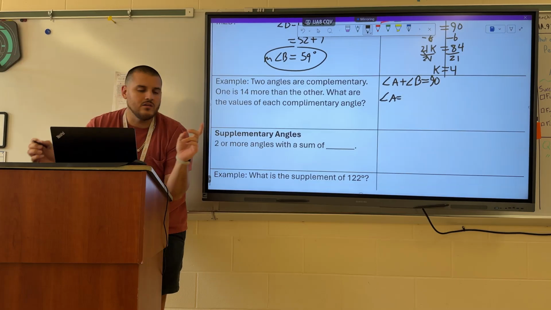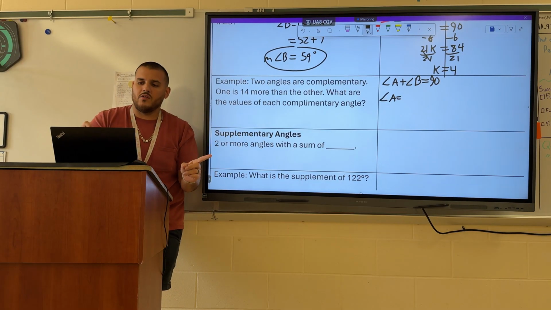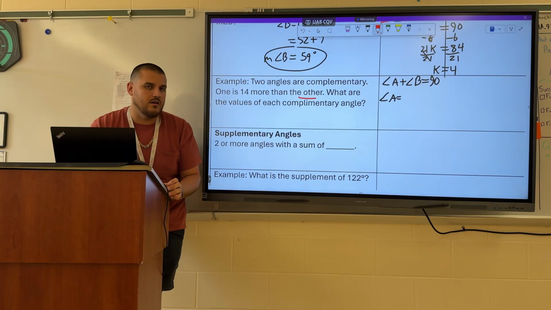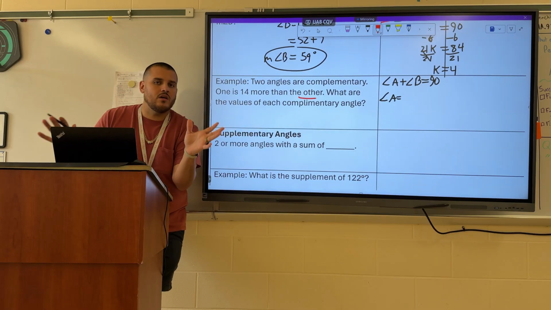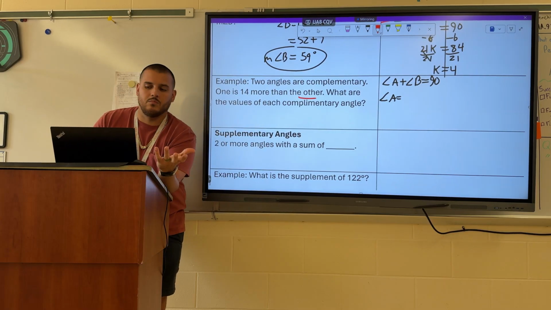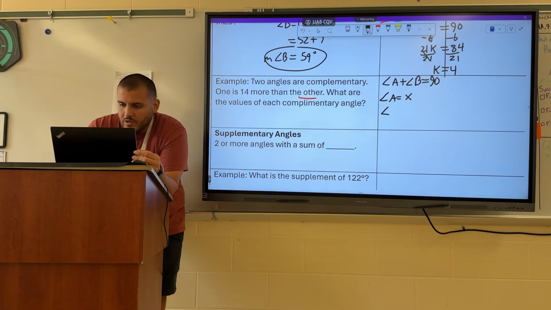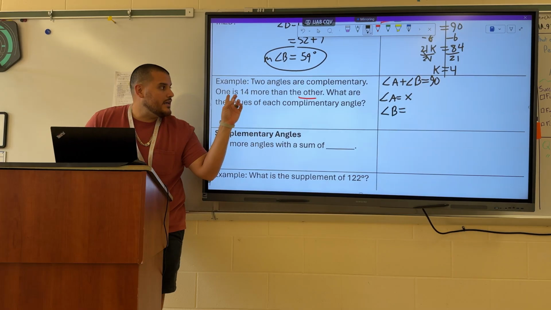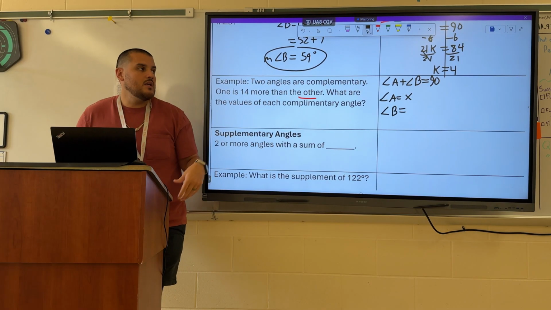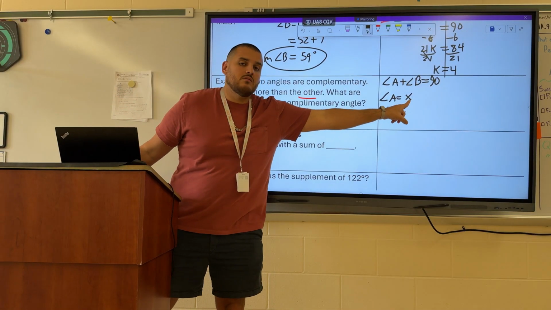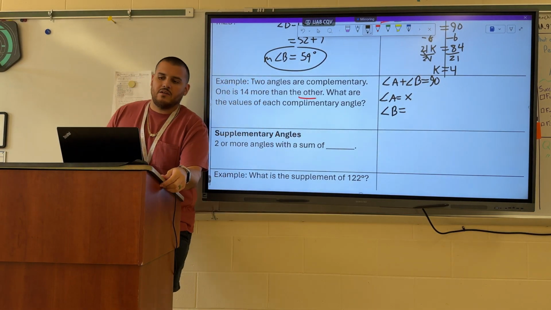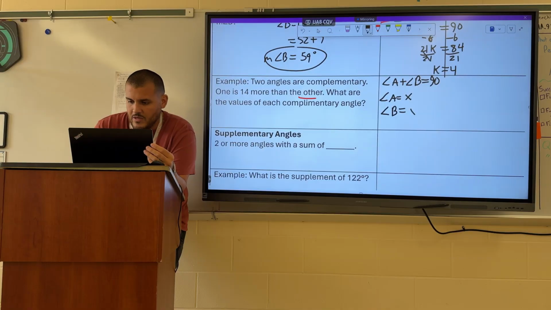There's one angle in this little hint here that we know nothing about, and that's the other. That other angle, we know nothing about it, so we're going to assign it a variable. It's completely unknown. I'm going to call it x. Now for angle B, we do know something about it. We know that it's 14 more than this. So it's 14 more than x. Well, how do we write that, 14 more than x? Well, that would just be x plus 14.